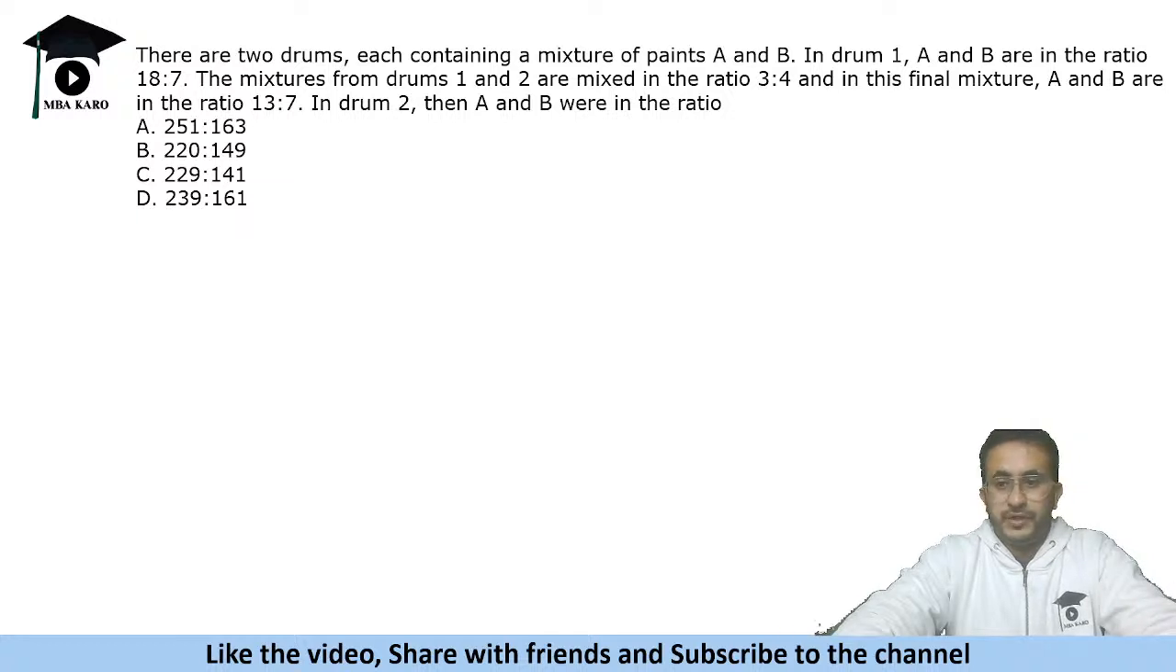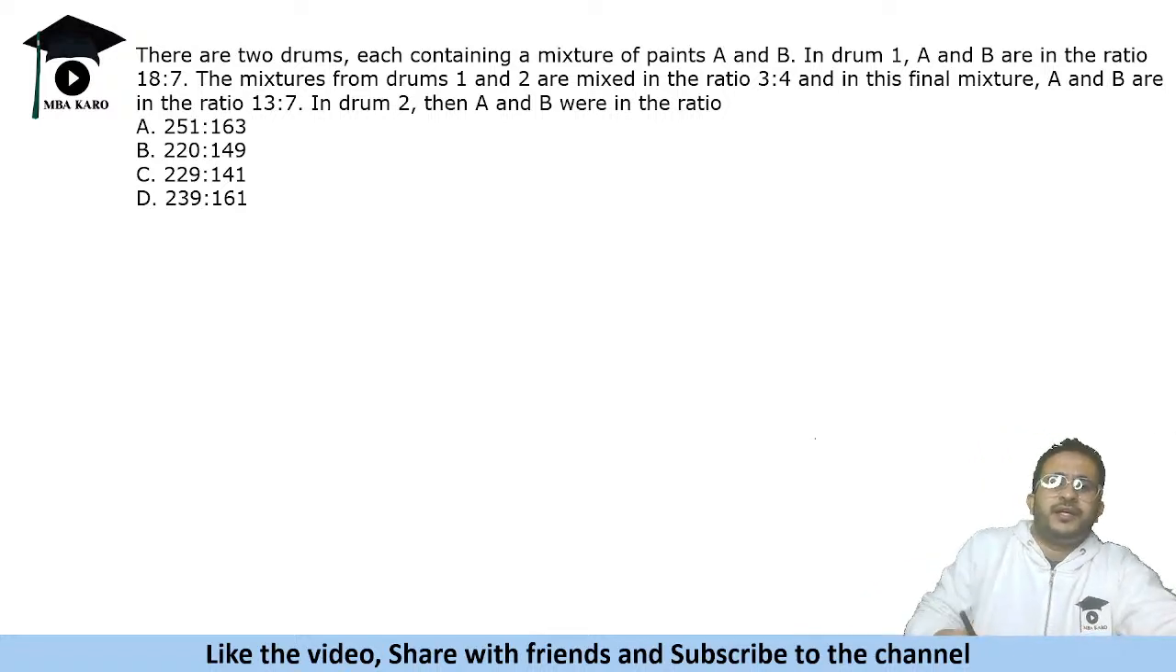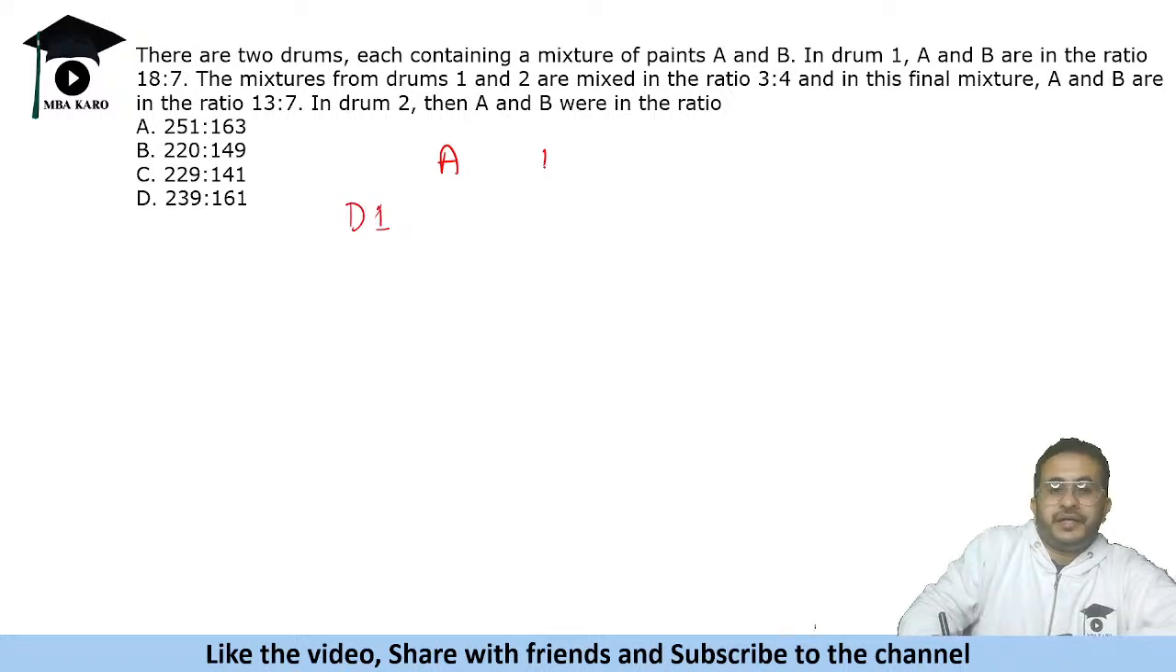So, how do we get this value? Let's do it in a conventional way and then I'll tell you how to solve such questions with ease. Conventional way क्या है? A में क्या है? A and B are in the ratio 18 ratio 7 in drum 1. Okay. Drum 2 the ratio is not given.